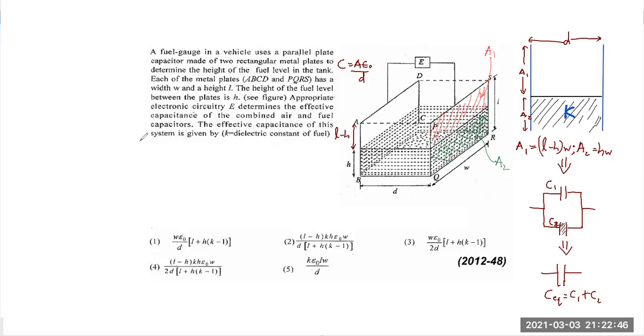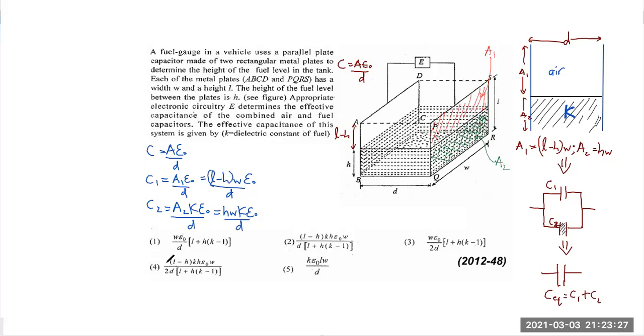Go back to this equation. What is the common equation? C equals A epsilon naught divided by D. Now, what is C1? C1 is equal to A1 epsilon naught over D, and we have already found A1. C1 is (L minus H) into W epsilon naught over D. And what about C2? C2 is going to be A2 K epsilon naught over D. Careful, you can't put epsilon naught because here there is a full dielectric, a different material. Therefore, instead of epsilon naught, it's K epsilon naught. A2 we already found, that is H W K epsilon naught divided by D.